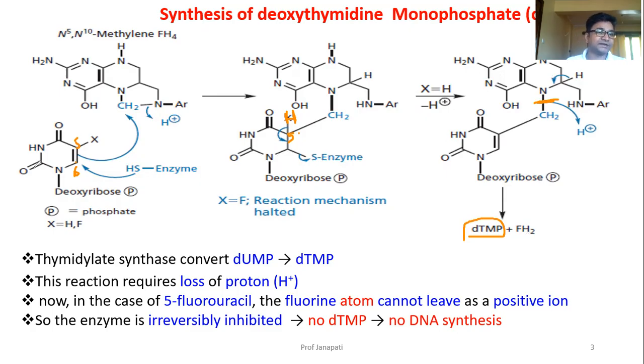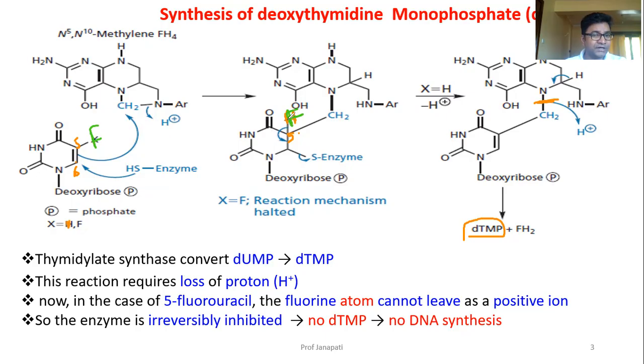Now consider that X is a fluorine atom. Let me take a different color. X is a fluorine atom present. As you know the process of how it occurs, the enzyme is attaching here, at the fluorine. This is it. Now when there is fluorine here, what happens?